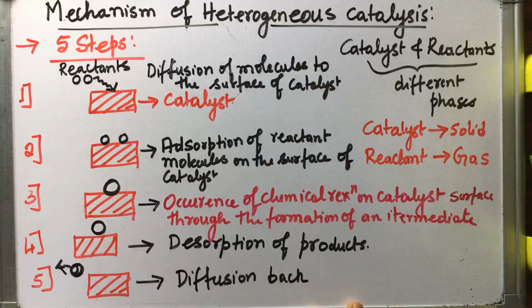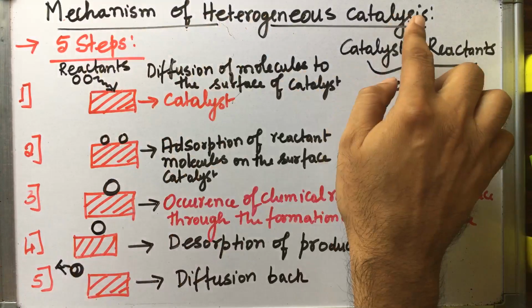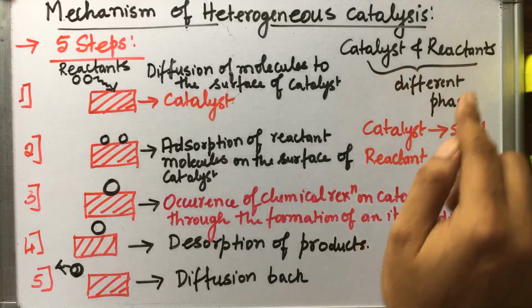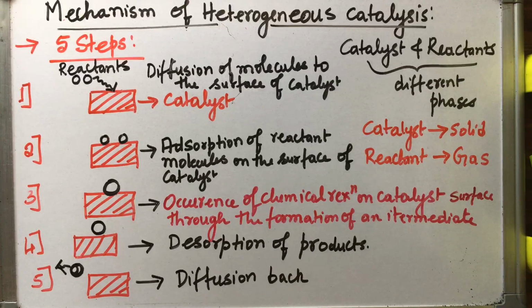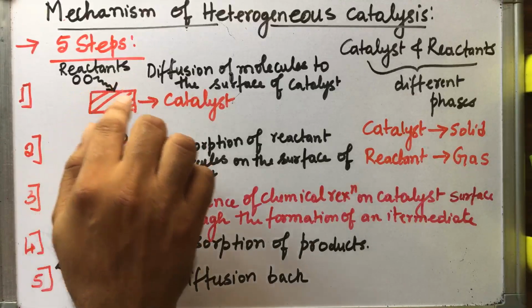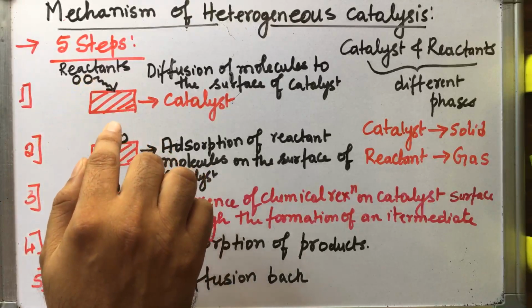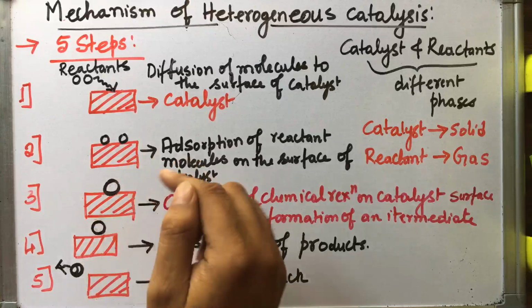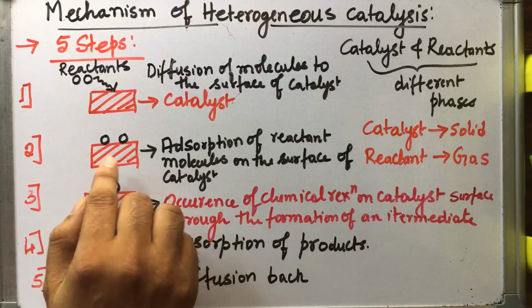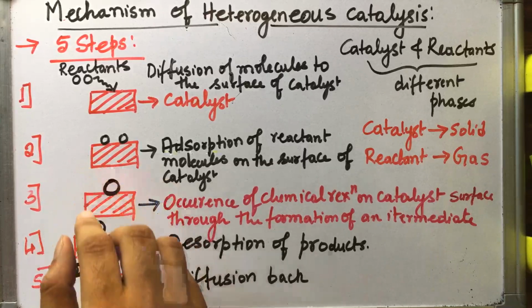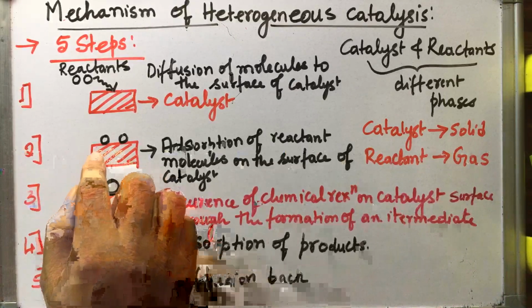We have studied the mechanism of heterogeneous catalysis. Heterogeneous catalysis means the catalyst and the reactants are in different phases. Usually for heterogeneous catalysis, the catalyst is a solid and the reactant is a gas. The mechanism of heterogeneous catalysis takes place in 5 steps. Step number 1 would be diffusion of molecules to the surface of the catalyst. If this is the surface of a catalyst, the reactants A and B are coming and diffusing onto the surface.